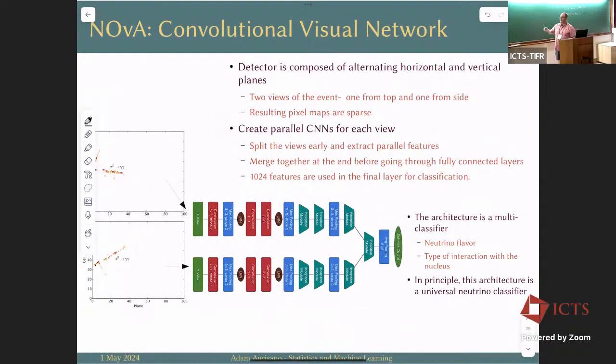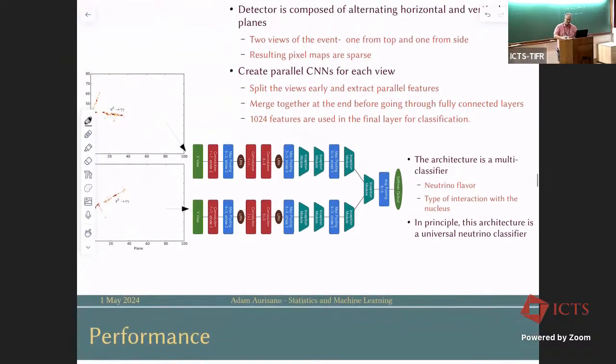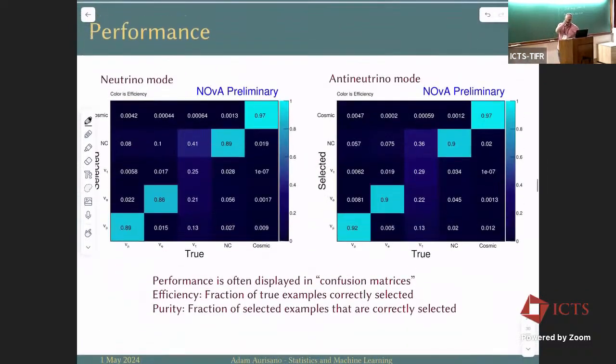Okay, so NOVA was the first experiment to have one of these. We called it the convolutional visual network. The idea is that we have inputs which look very much like images, which are just our events looked at from the side and from the top. We put them through two parallel convolutional neural networks, and then once the features become very abstract, we merge them together and make a final decision about what type of neutrino it is. And we find that it does very, very well.